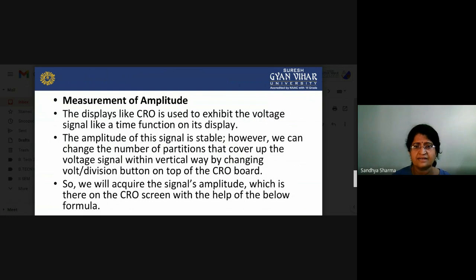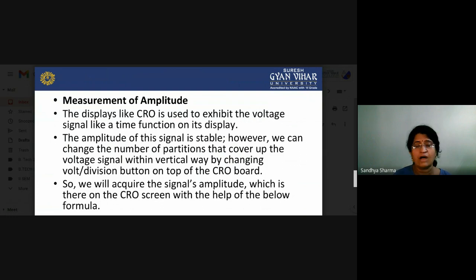covered by a signal, then the partitions will be increased. So according to that, our signal may be enhanced, or just the size of our signal will be enhanced. So we can just change the presentation of signals, not the actual value of signals. When we read the signals by using the CRO, the value will always be the same.